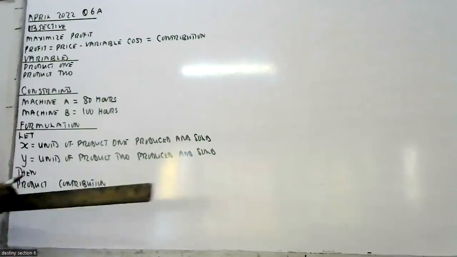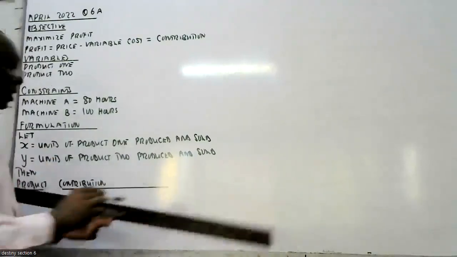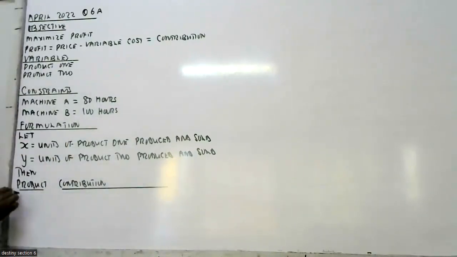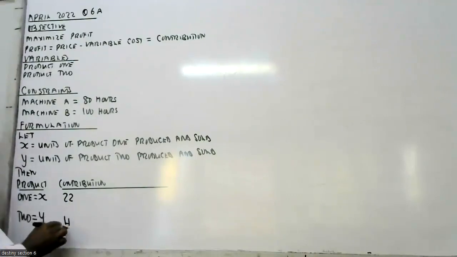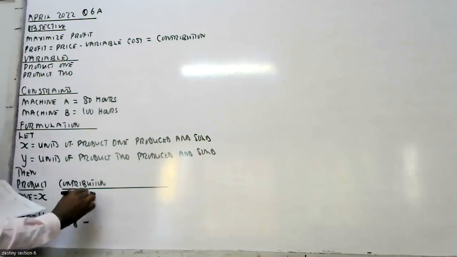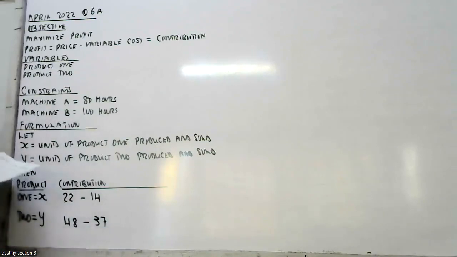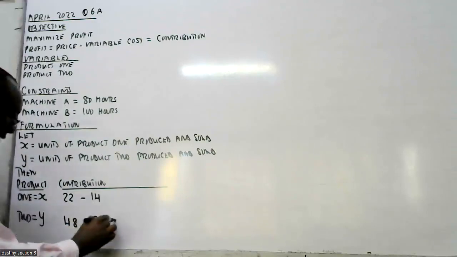Product and the contribution. You will first of all have to compute. So if we start with product 1, which is being represented by X, then we shall come to product 2, which is being represented by Y. Going by this formula, we need the price. The selling price for X is 22, and this other one is 48. Then we minus the variable costs. We can start with the material cost, which you can see is 14 for the first, and for the second it is 37. The others are just hours, so we are not given the cost.